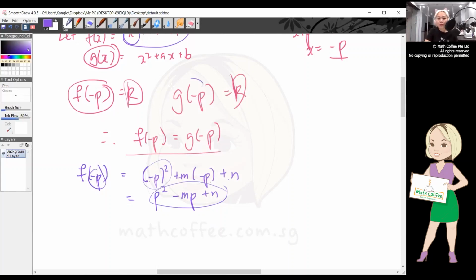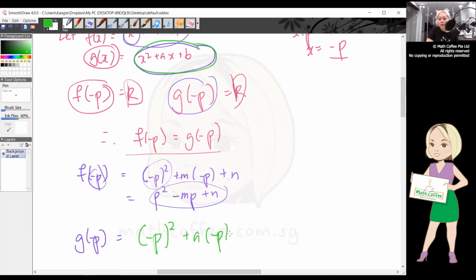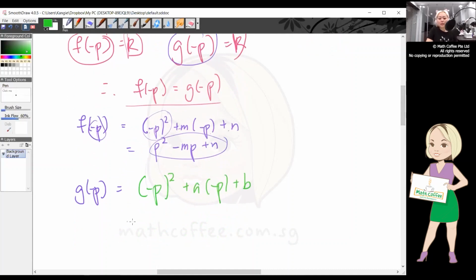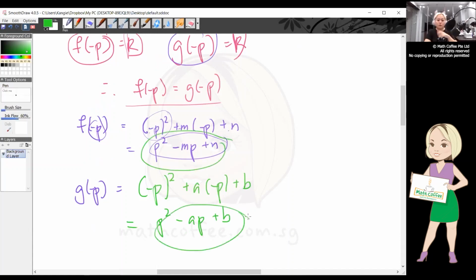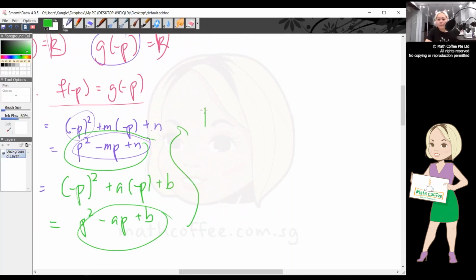Next, we have to find out what g(-p) is. So g(-p), same thing. You replace all the x, and this time you are referring to g. I will use minus p squared plus a times minus p plus b. Only replace the x. So this one will be p squared minus ap plus b. Now these two refer to the same remainder. So we say p squared minus mp plus n is equal to p squared minus ap plus b.